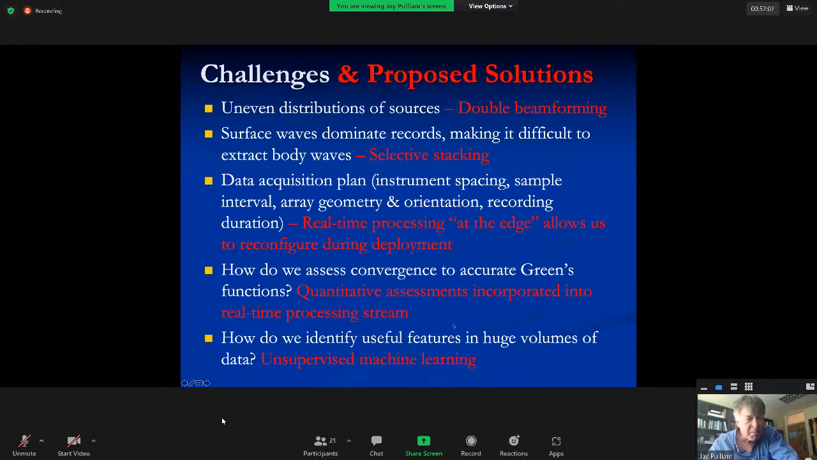So assessing the convergence, I didn't actually talk too much about this, how to do that quantitatively. We basically found ways to do it automatically, and then subjectively looked at them and decided this one was better than that one. And then identifying what features are useful and are best to participate in this selective stacking. I think we're just finishing that up now. Well, it's not going to be finished. We're finishing the manuscript.